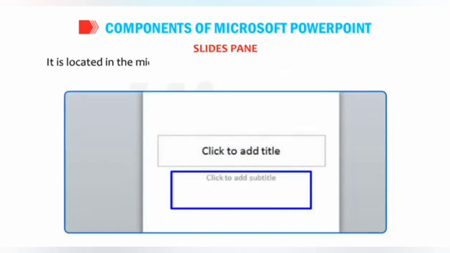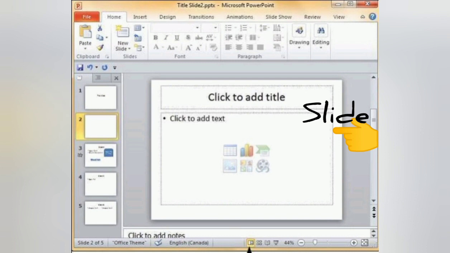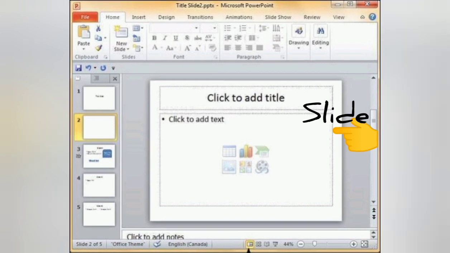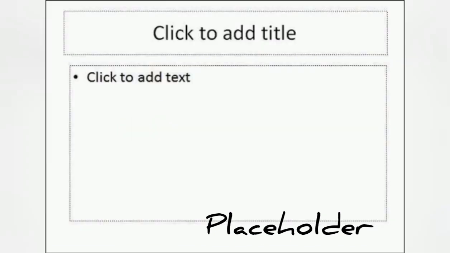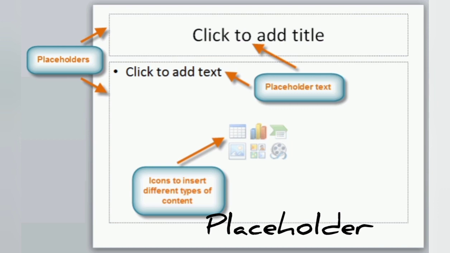Next one is the slide. A slide is a page in a presentation. We can write text or insert pictures in a slide. Next one is the placeholder. A placeholder is a dotted box on a slide. It contains text, video, pictures, etc. See, this slide contains some dotted boxes. We can insert our text in the dotted box. This is known as a placeholder.